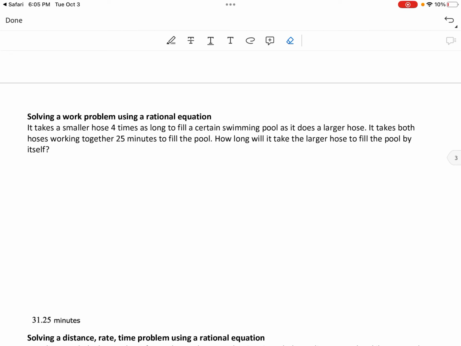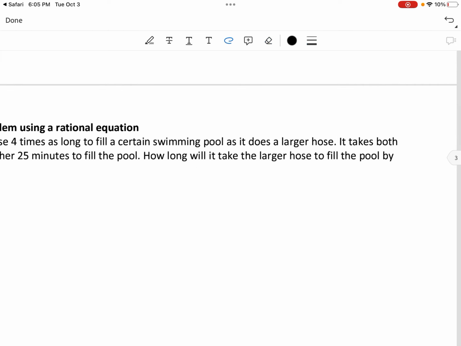It says it takes a smaller hose 4 times as long to fill a certain swimming pool as it does a longer hose. So we've got your small hose and you've got your long hose, and then together both of them could do the job in 25 minutes. So how long will it take the larger hose to fill the pool all by itself? So we're going to use the idea of like ratios.